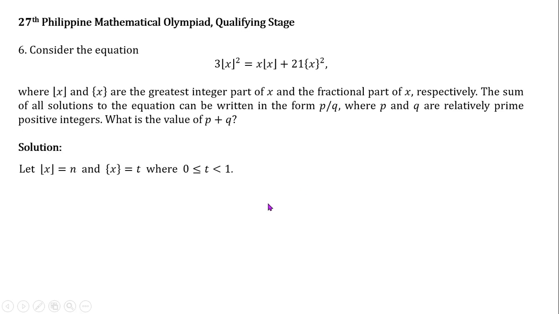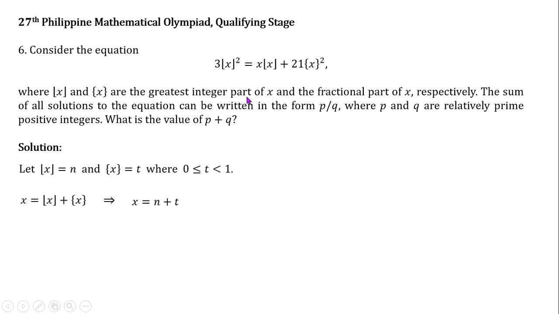Let us start by letting the floor of x be equal to n and the fractional part of x be equal to t for convenience. Now, since the fractional part of x is greater than or equal to 0 but less than 1, it also follows that t is greater than or equal to 0 but less than 1. Now take note that x is the sum of its integer part and its fractional part. So we have x equals the floor of x plus the fractional part of x. Now with this substitution, we have x equals n plus t.